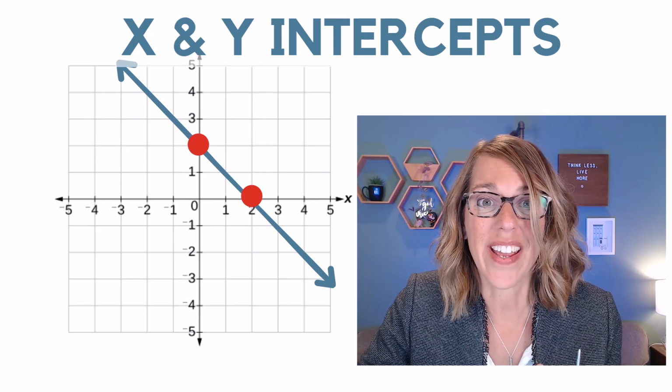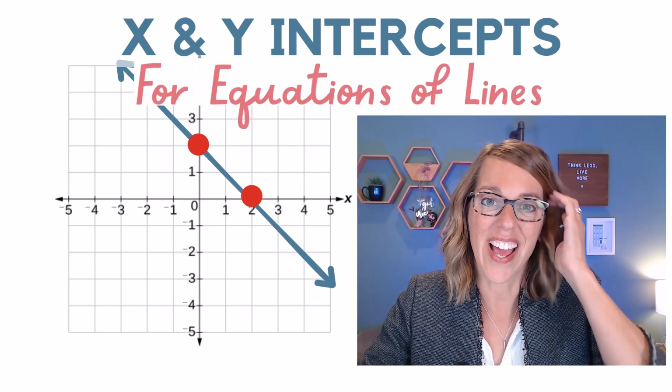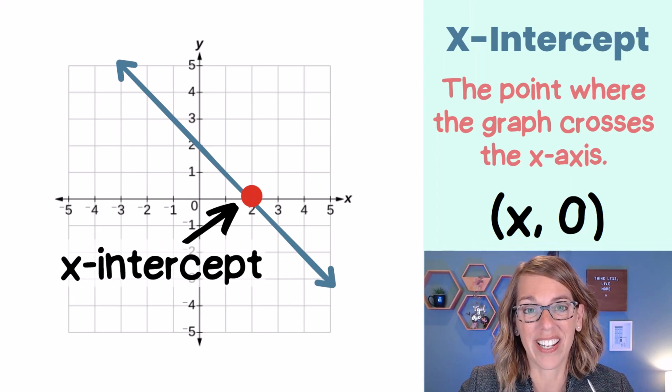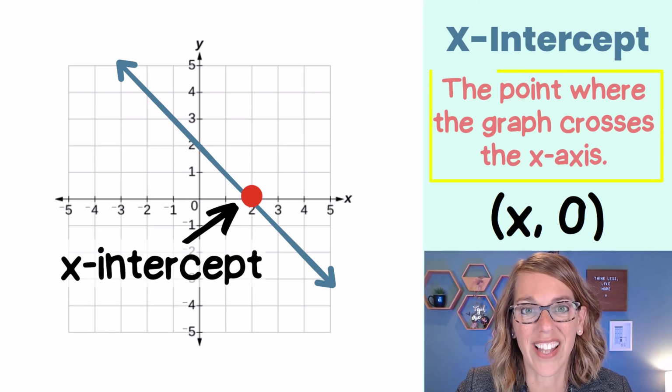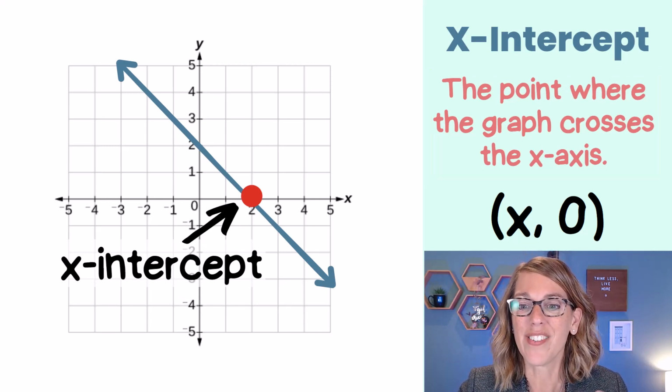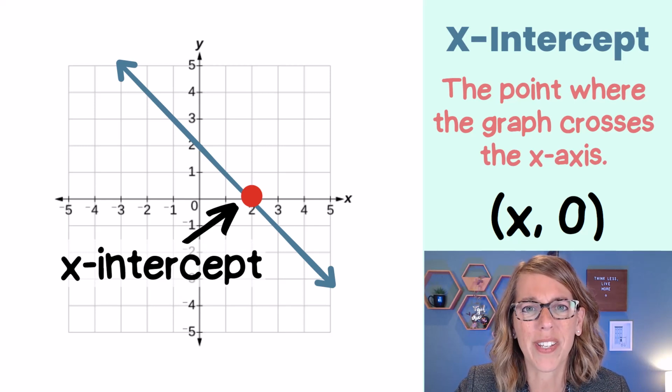Let's find both x and y intercepts for equations of lines. In this first graph here, I've got an x-intercept. Intercepts are just the points on the line where it crosses an axis. So I've got my x-intercept. Notice how it is (2, 0). It's always going to have a 0 for y.